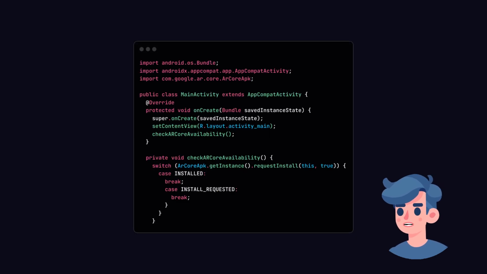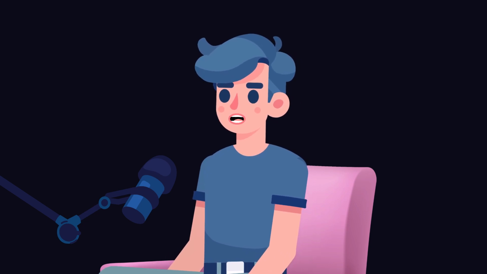Next, we'll create a class that extends AppCompatActivity and check for ARCore support on the device. Add this code to your MainActivity.java file. This code is responsible for checking if ARCore is installed and requesting installation if needed. Make sure to handle cases where ARCore is not supported by the device.